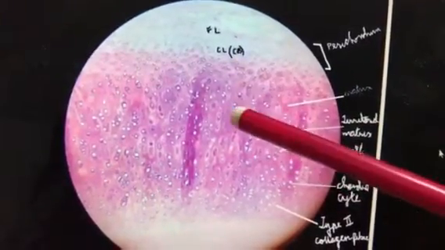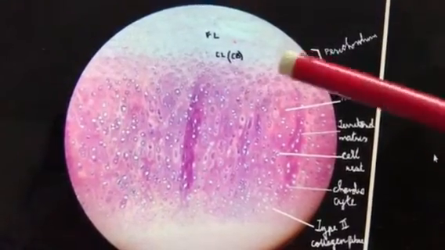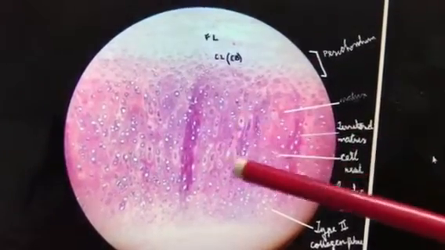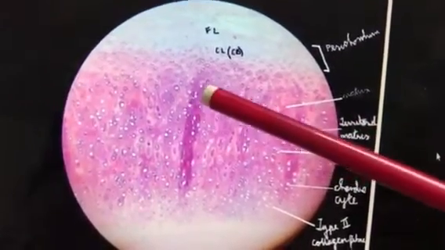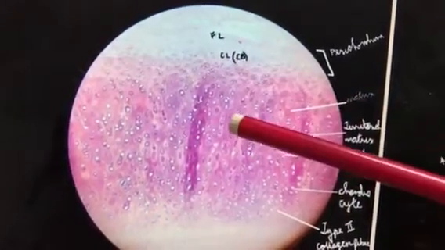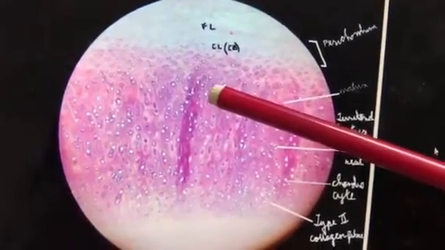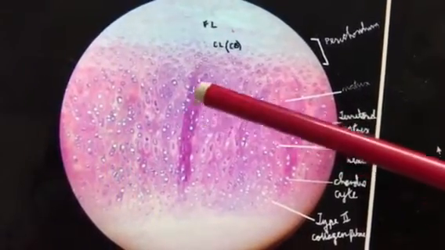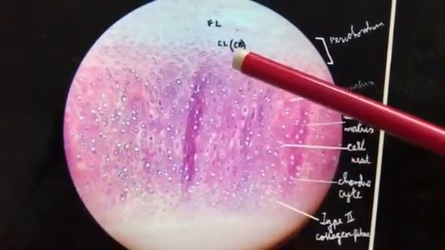So this is the matrix. The matrix is rich in glycosaminoglycans, so proteoglycans, and type 2 collagen fibers are present here. You could see these cells, chondroblasts. Only the chondroblasts produce a matrix. When it matures, it becomes a chondrocyte and gets trapped inside this matrix. Understand? That's why chondrocytes are mature ones and chondroblasts are immature ones.